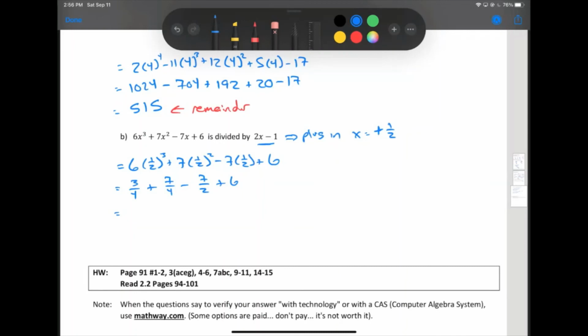7/4 plus 3/4 is 10/4. 10/4 is 5/2. Oops, minus 7/2 plus 6. 5 halves minus 7 halves is minus 2 halves, which is minus 1. Minus 1 plus 6 is 7. And again, that's the remainder.